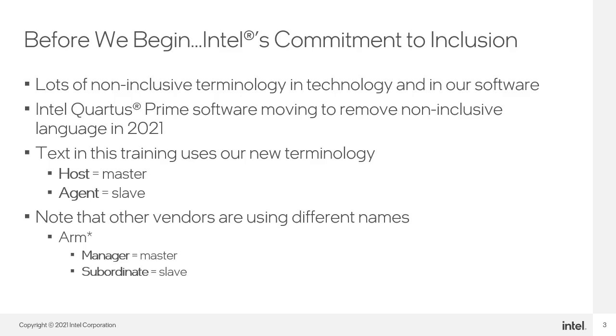Before we begin, we wanted to highlight some changes in common terminology we'll be using, especially when describing system interfaces. There are a number of instances of non-inclusive terminology in technology. As part of Intel's commitment to inclusion, a number of common terms are being phased out in our software and documentation in 2021. We're in a transition phase, so you may still see some of the old terminology, but for this training, the terms master and slave have been replaced with host and agent, the terms that will be used in the Intel Quartus Prime software going forward. Note that other vendors may use different names as shown.